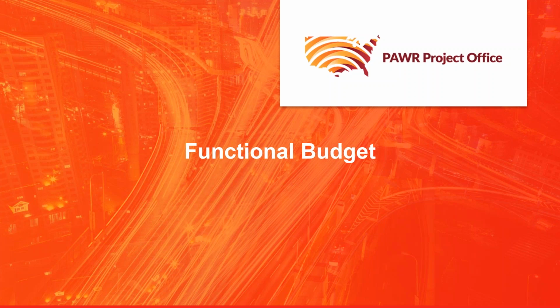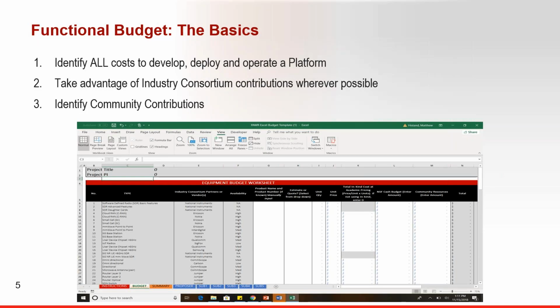Now let's do a deep dive of the functional budget. The functional budget is the most critical exercise for identifying all of the costs to develop, deploy, and operate a platform. It is also critical in matching industry consortium contributions with your needs. Not only do we recommend that you complete the functional budget before completing the NSF budget, but we also recommend that you obtain quotes to ensure that you and the PPO understand your exact needs.